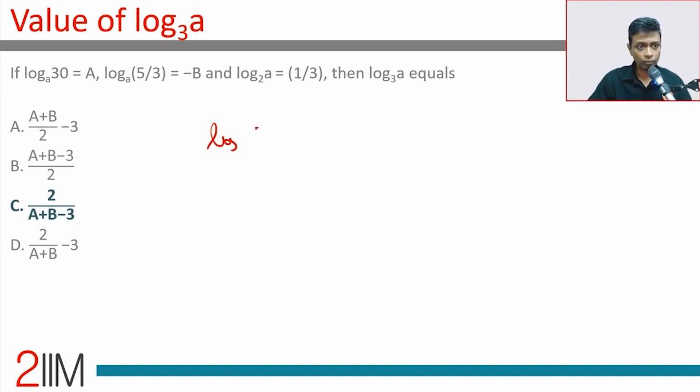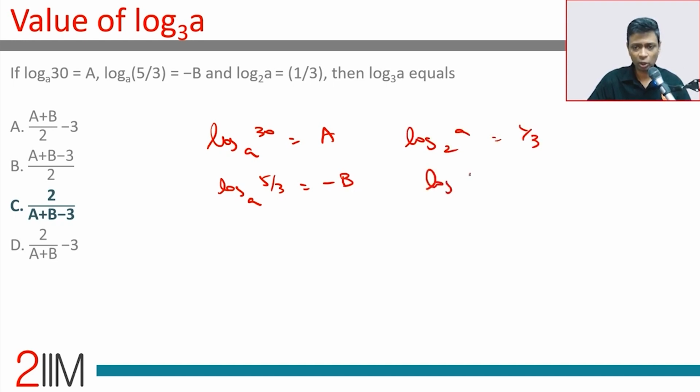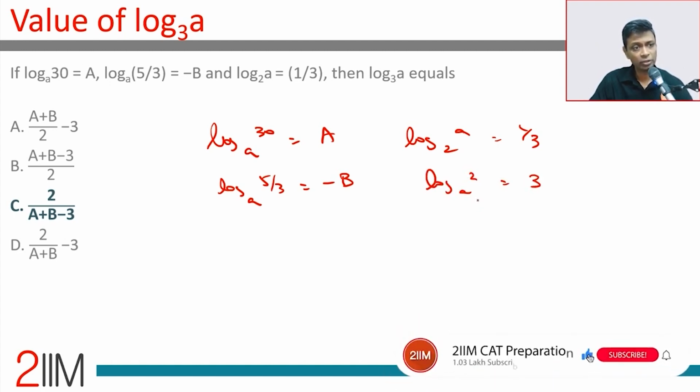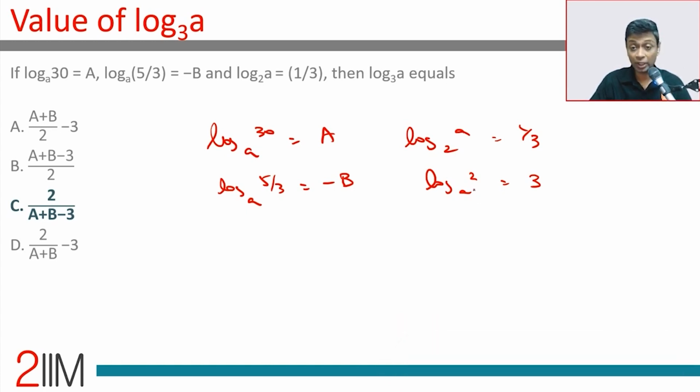We have log 30 to the base a is A. Log 5 by 3 to the base a is minus b. Log a to the base 2 is 1 by 3. This means log 2 to the base a is 3. And a cube is 2. And so there's something that gives us logs of 30, 5 by 3, and 2 to the base a. We want to find log a to the base 3. If we find log 3 to the base a, we are through. If we know this, we know this.